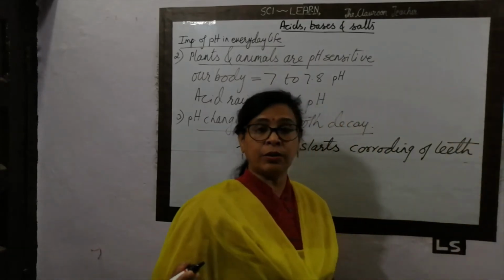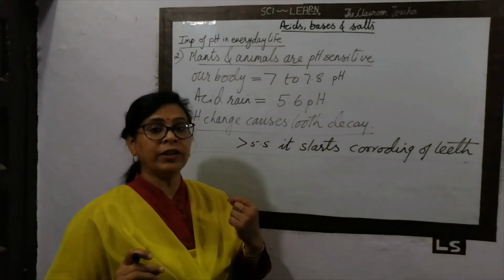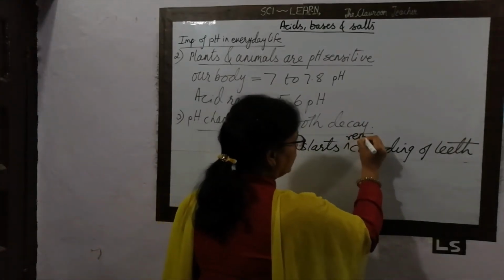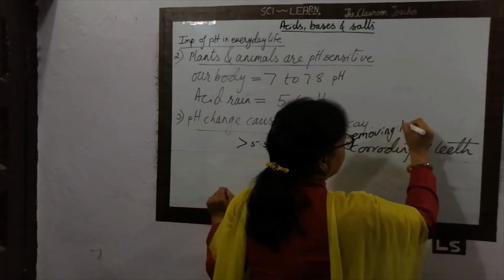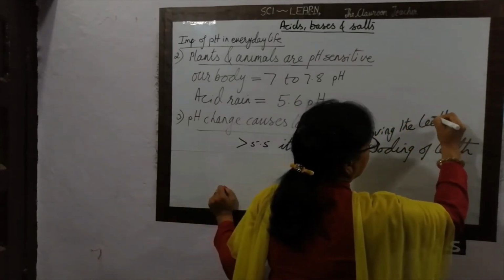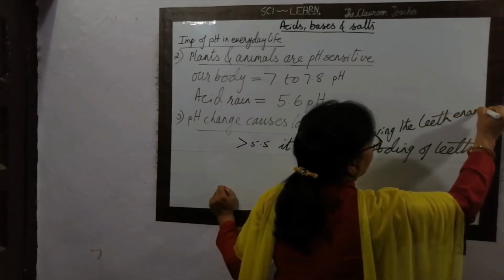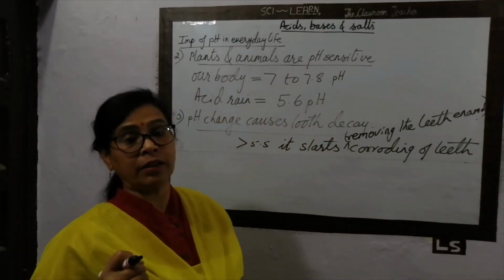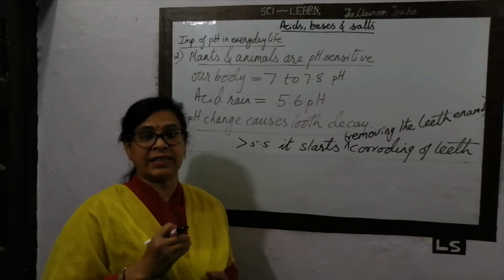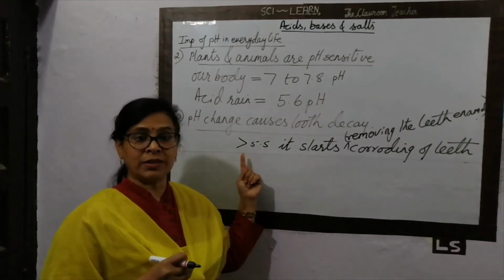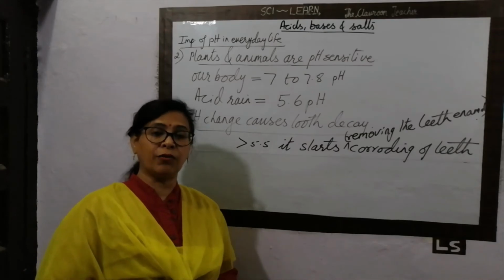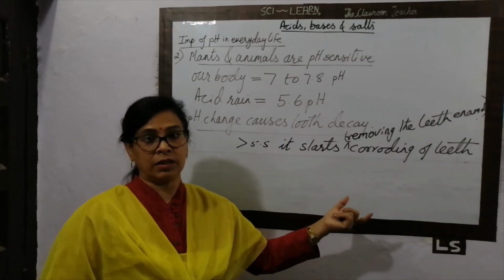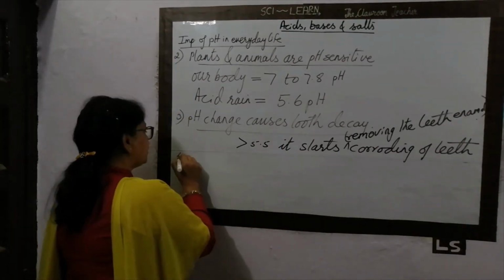How does it corrode our teeth? It starts removing the teeth enamel. Enamel is a coating present over our teeth, which protects our teeth from the sensation of hotness, coldness, etc. So if the pH of the mouth increases or decreases from 5.5, what happens? It starts corroding our teeth. So that is the role of pH in tooth decay.